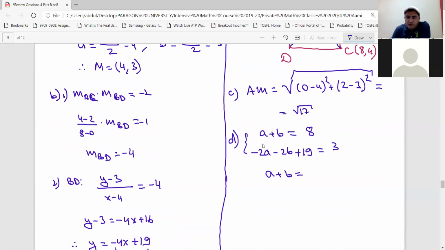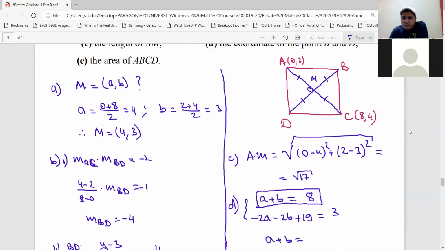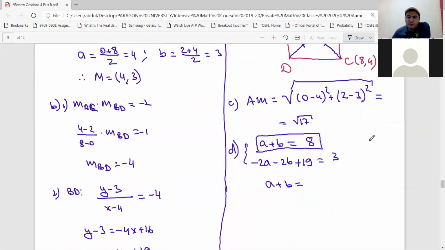What shall we do then? I can just use this fact. So now I know that a plus b is equal to 8. I need another equation. I need another information. What can we use here? How about the gradients? Okay, AB is parallel to DC, all right. If we just say this one. Okay, and I think we will get another equation from there.